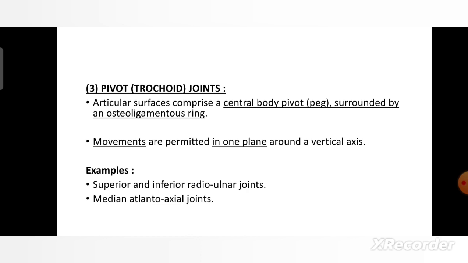Next is pivot or trochoid joint. In this, articular surfaces comprise a central bony pivot, that is peg, surrounded by an osteoligamentous ring. Movements are permitted in one plane around a vertical axis. Examples are superior and inferior radioulnar joints, median atlantoaxial joint.